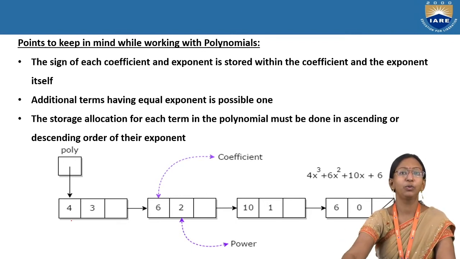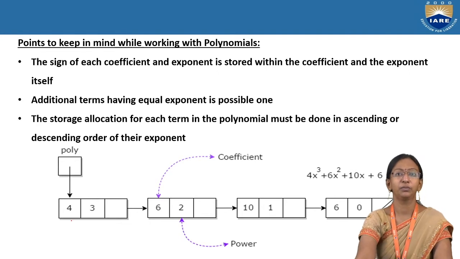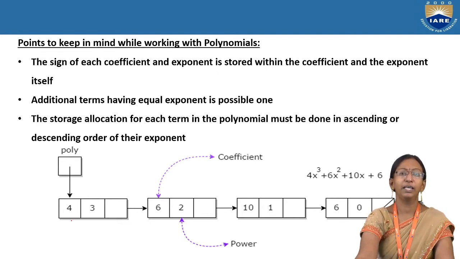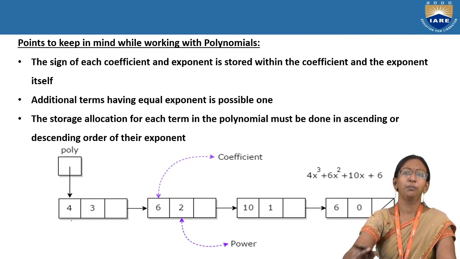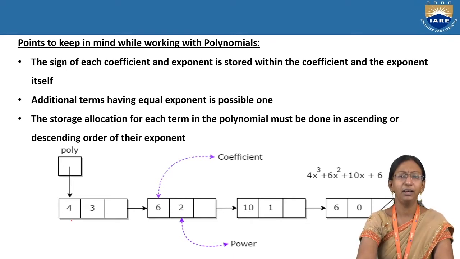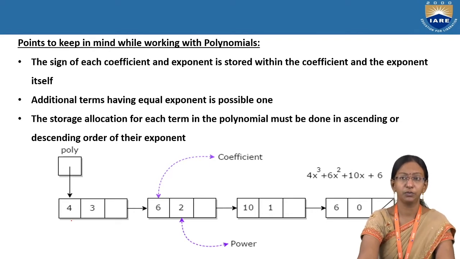But while storing, we may get additional terms. So storage allocation for each element will be done in ascending or descending order. Generally, in polynomials we travel from the higher part down to the constant. If you take it in that manner, it will be easy for you to understand. So have a look at this picture keenly, at how we have placed the coefficients and exponents of different terms.